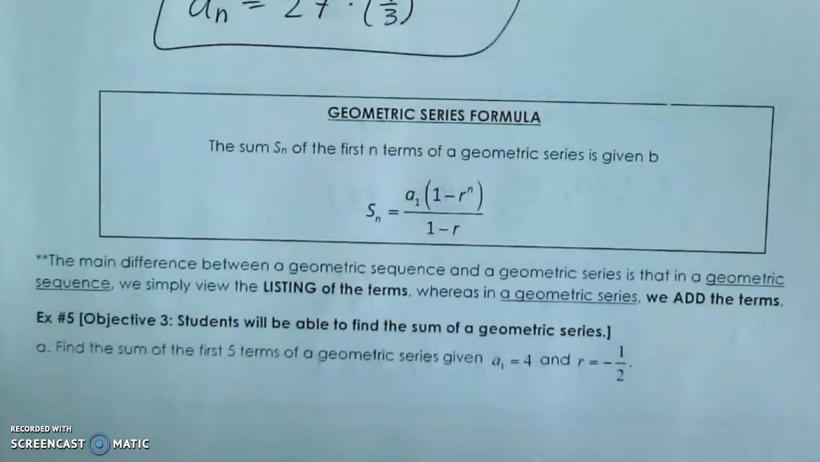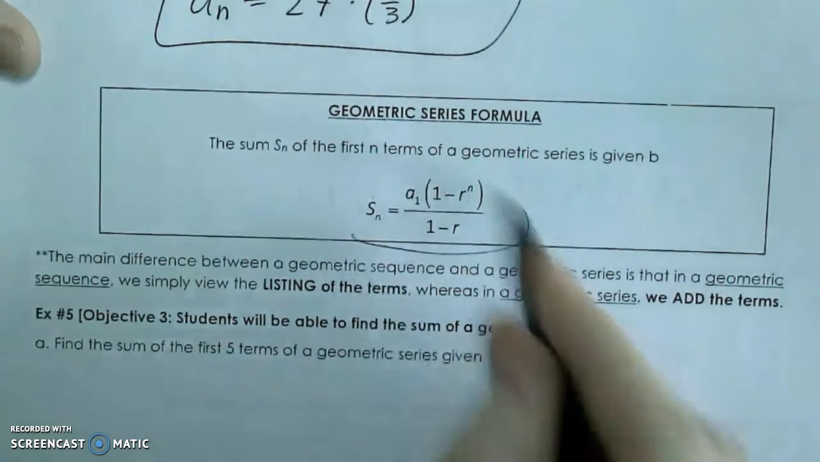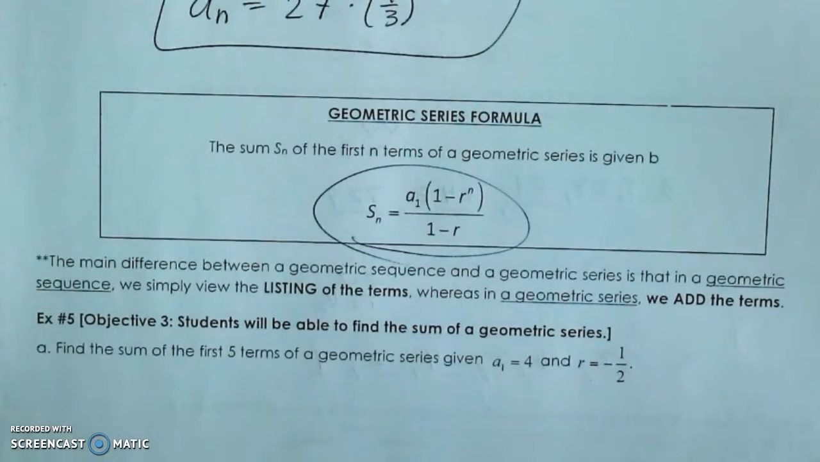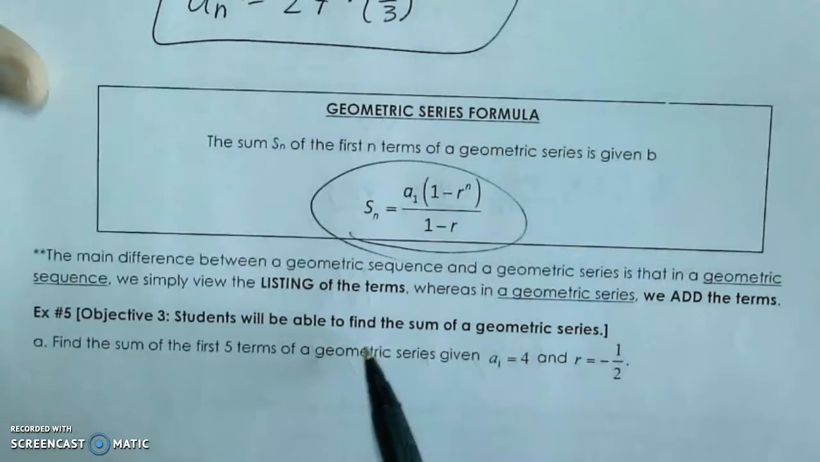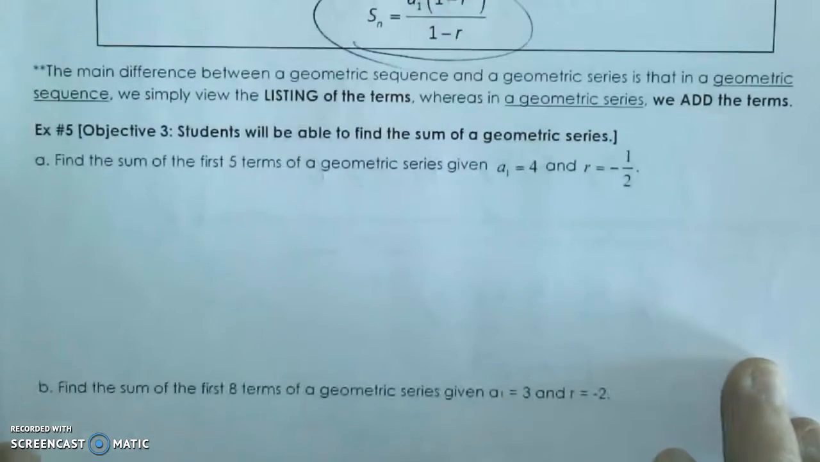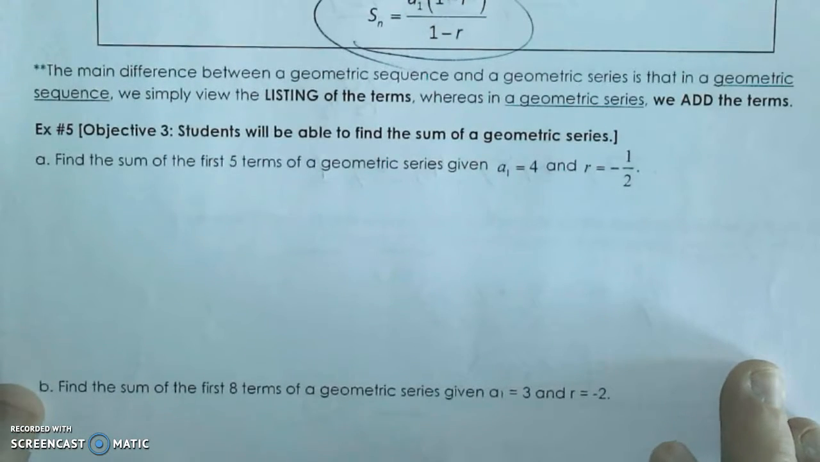Next, we're looking at geometric series. So here's my equation for the sum of the first n terms of a series. Remember, a series is a sum. And in objective 3, we're looking to find the sum of a geometric series. So find the sum of the first 5 terms of a geometric series.